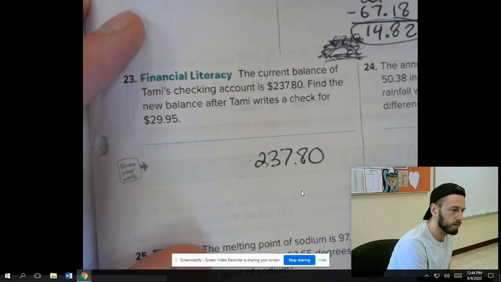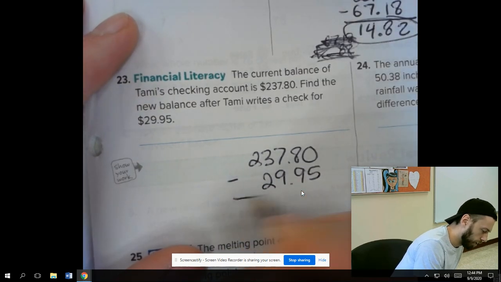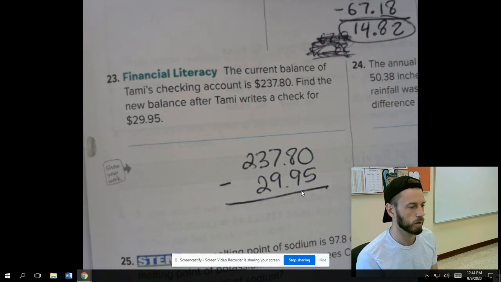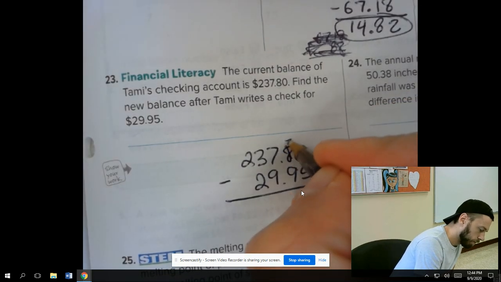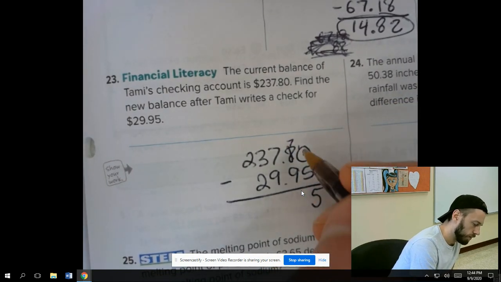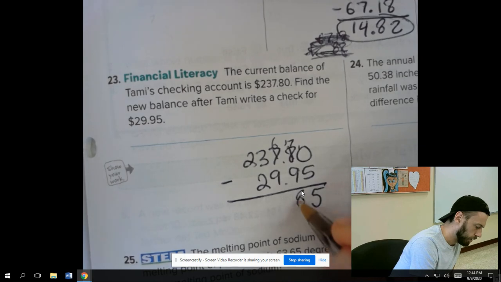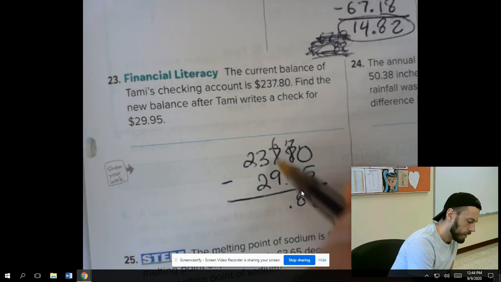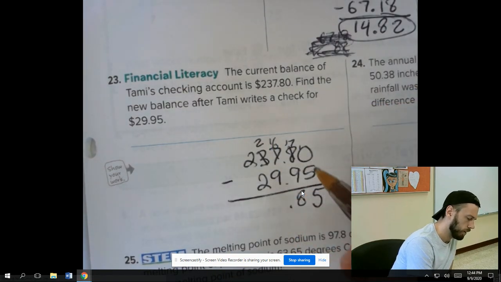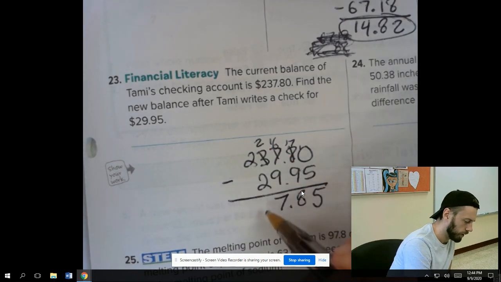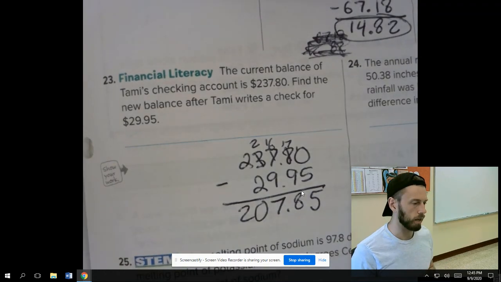$237.80 is how much she has, and she's going to be subtracting $29.95 from her checking account. We'll find out how much money she's going to have left after she writes that check. So we need to borrow here. 10 minus 5 is 5. 7 minus 9, you can't do it, you'll borrow again. 17 minus 9 is 8. 6 minus, gotta borrow again. 16 minus 9 is 7. 2 minus 2 is 0. Nice, no borrowing there. And then bring down the 2. So it looks like she's going to have $207.58 left.